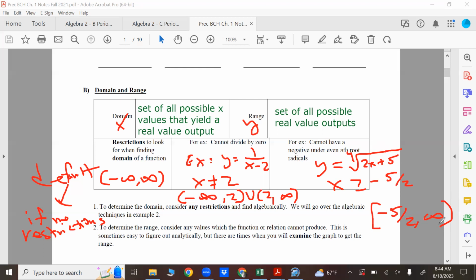So any even root, cube roots, all good. Fifth roots, all good. But even roots, you gotta be careful because it would not be real, right? Because again, it's all about real, right? Again, if you look here to determine the domain, consider any restrictions, find algebraically, blah, blah, blah. You guys know that. The range is tricky though.